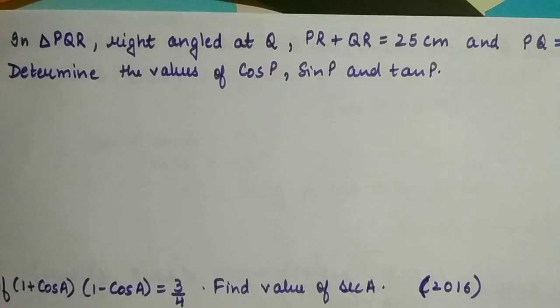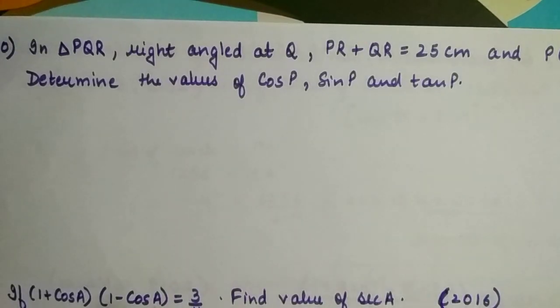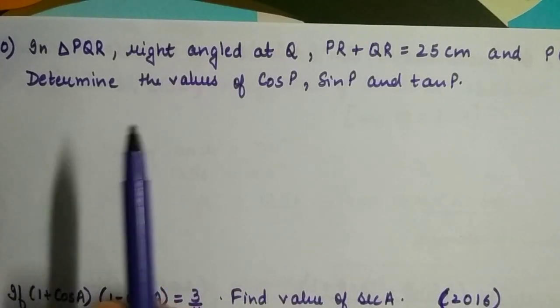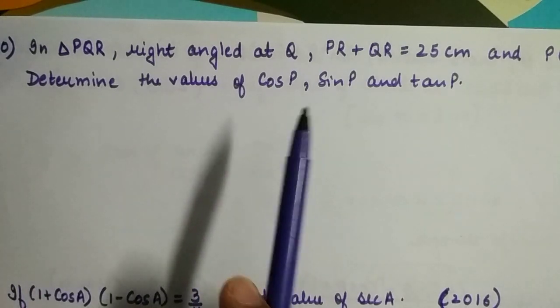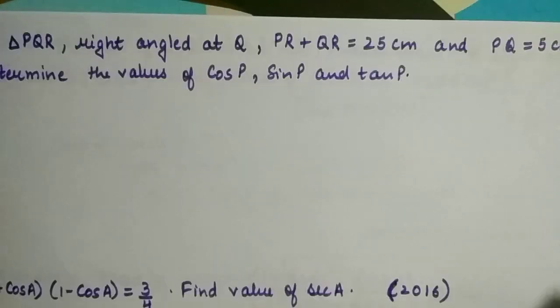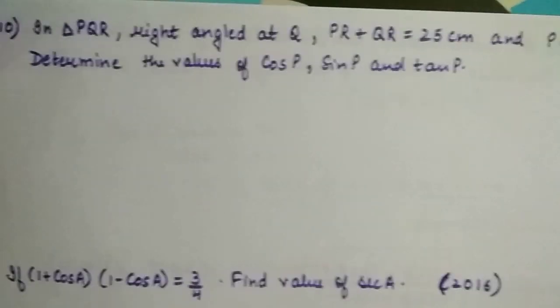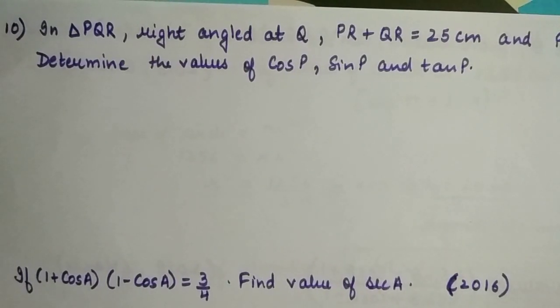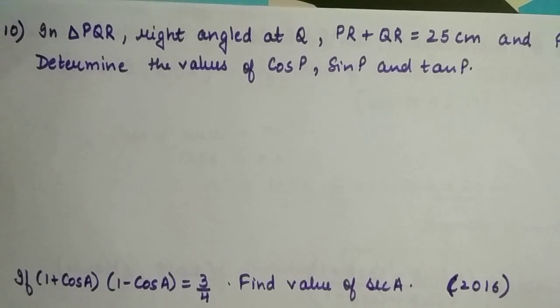Now see the next question. In this question it is given that in triangle PQR, right angled at Q, PR plus QR is equal to 25 and PQ is equal to 5 centimeter. We have to determine the value of cos P, sin P and tan P.